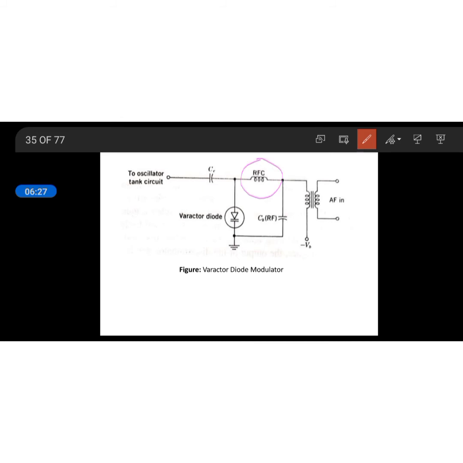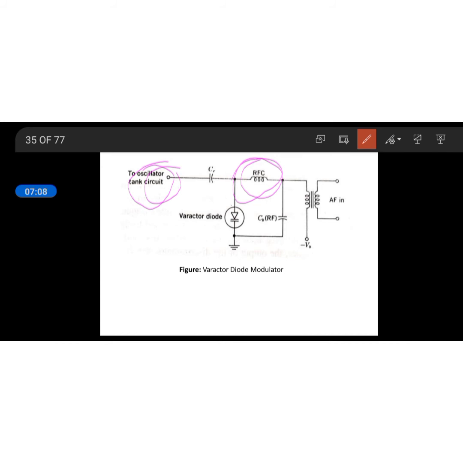Here an RFC choke is there, and the function of the RFC choke is to provide the DC current, because the oscillation is controlled by means of applying voltage. For that purpose we are providing an RFC, radio frequency choke. The purpose of this radio frequency choke is that it provides a constant DC current and it blocks the AC current. For this purpose only we are providing the RFC. So it chokes the radio frequency.